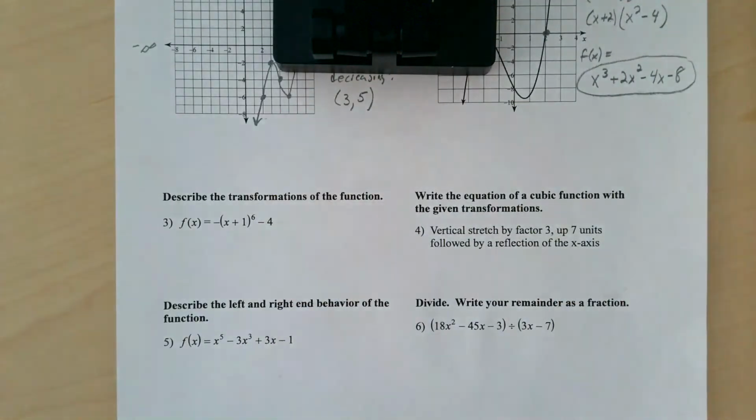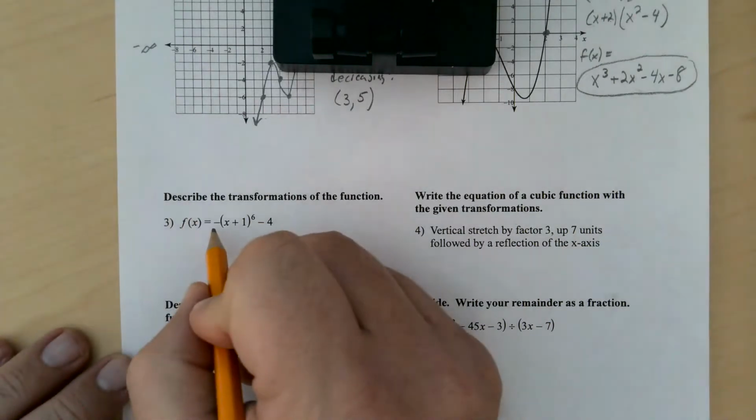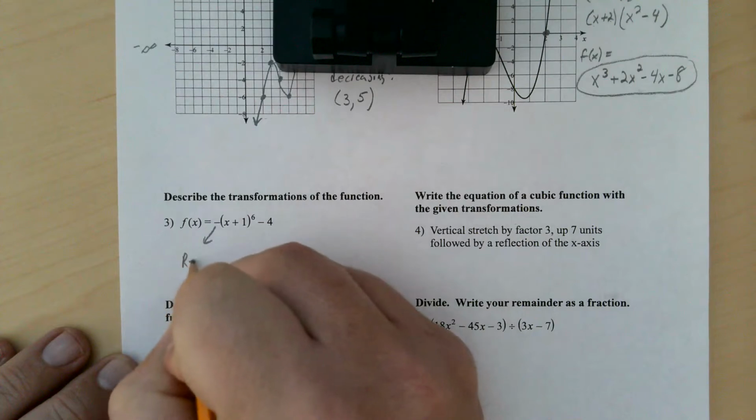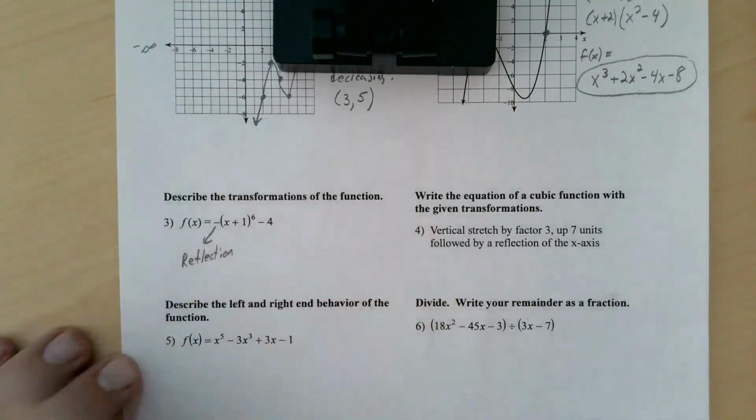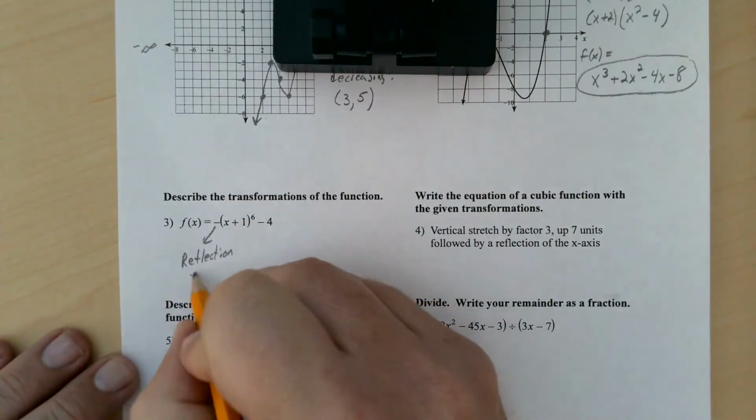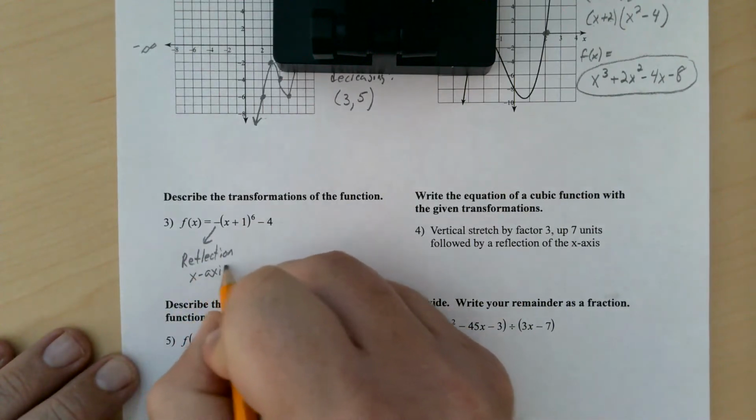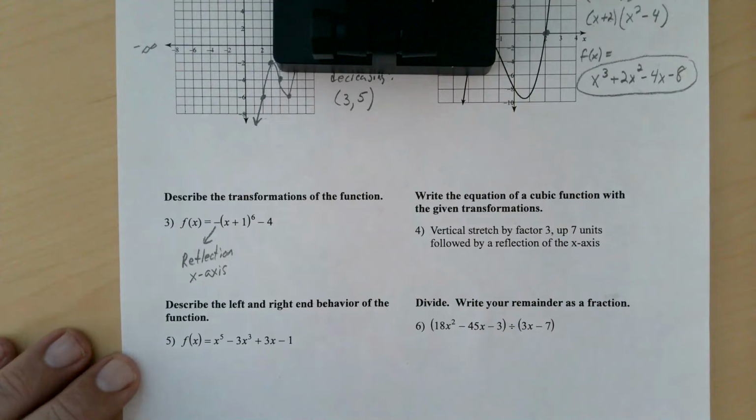Number 3, this is something that we could have done in chapter 1. It doesn't matter that we're dealing with a polynomial with a degree of 6. The transformations are always the same. So if you see a negative in front, we should know that that is a reflection. And at this level, you only need to say reflection, but it is technically about the x-axis. Okay, we never talked about a reflection about the y-axis.